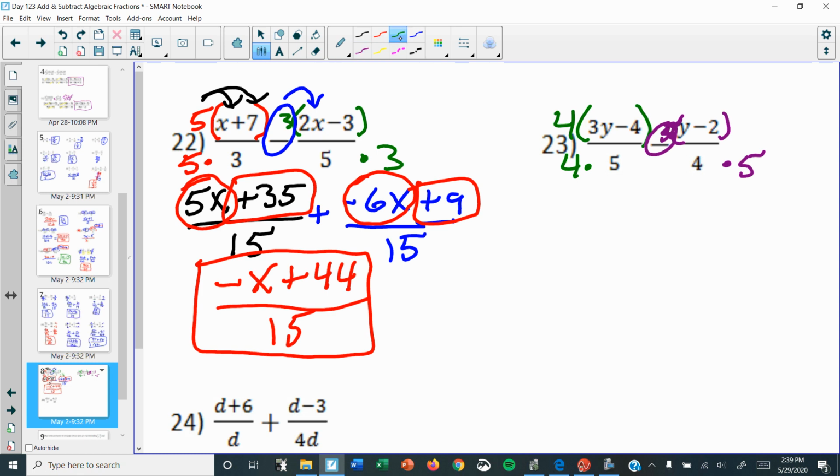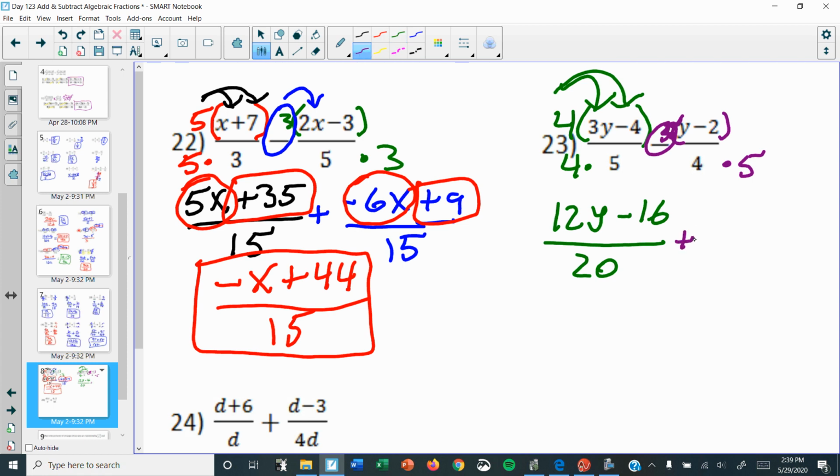So the first fraction, you get 12y, because again, 4 times 3y is 12y, and 4 times negative 4 is negative 16. And 4 times 5 is 20. And the next one, again, it changes to an addition problem, because again, we are doing keep change opposite. So negative 5 times y is negative 5y. Negative 5 times a negative 2 is a positive 10. And you get 20 on the bottom. Now we're ready to combine like terms.